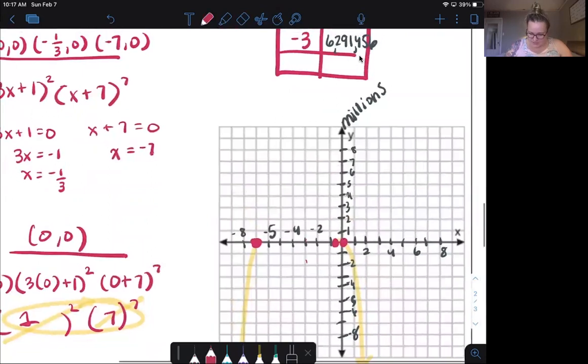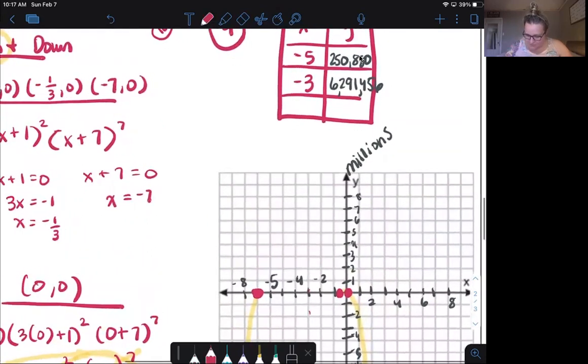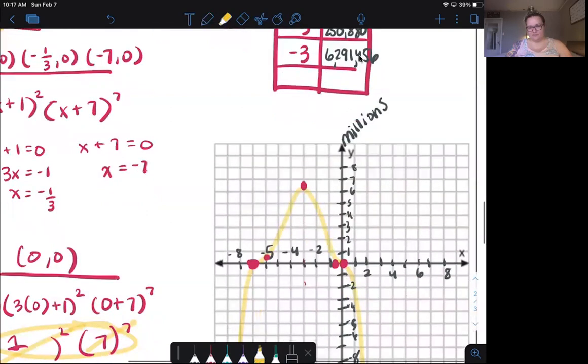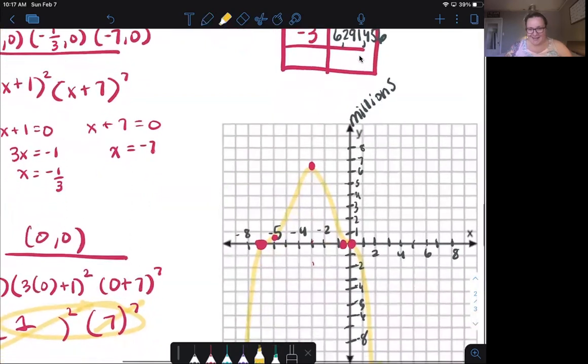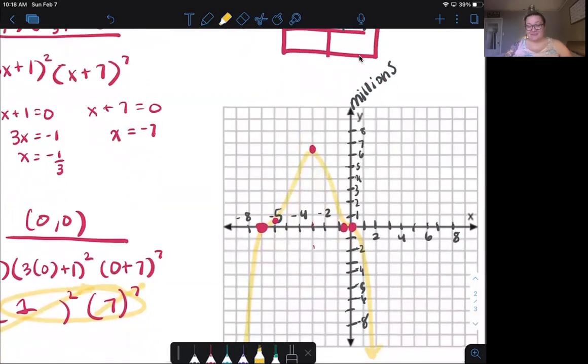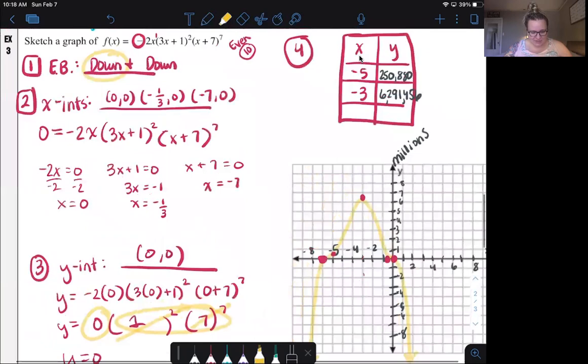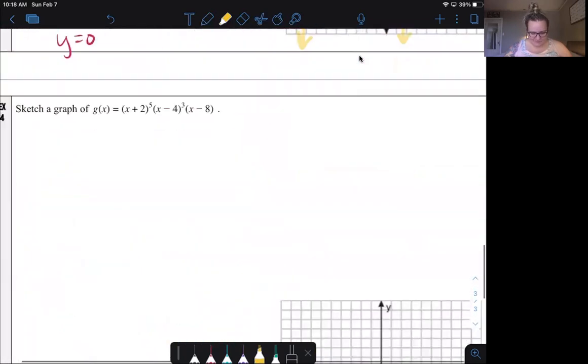All right, so let's plot -5, and then 250,000 is going to be under 1 million. And then -3 went all the way up to 6.2 million. So there we go. So our graph does something like this. Fun times. Those big numbers throw you for a loop, huh? I had to double check. Hopefully our work matches.